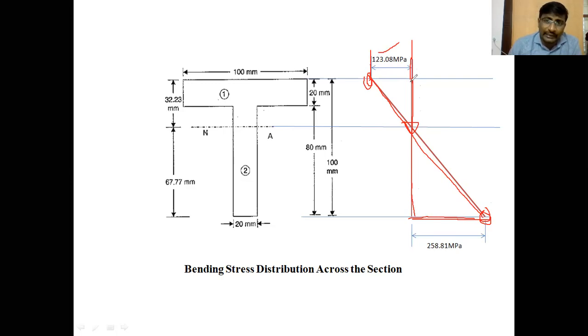That's why the compressive stresses are indicated on the left-hand side of the vertical line. So this is the 123.08 megapascal. This is the 258.81, which is at a greater distance from the vertical line than the topmost layer. This distance is very less when compared to this distance, because it is 258.81, it is 123.08 megapascals. Clear, students? Like this, you have to draw the bending stress distribution across the T section after calculating the stress values.